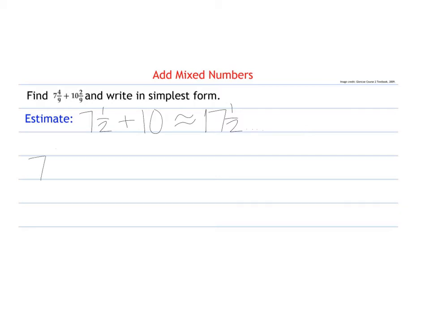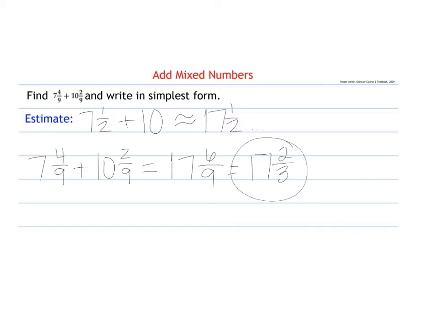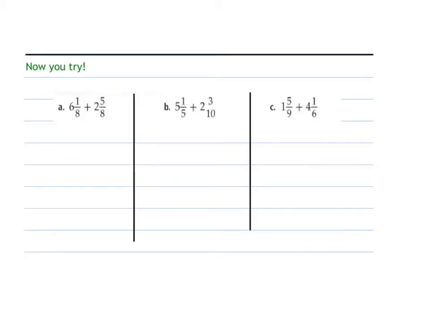So 7 and 4/9 plus 10 and 2/9. We add the whole numbers together, which is 17. We add our numerators, which is 6. Keep the denominator the same, and then simplify. I know 6 and 9 can both be divided by 3, so then we have 17 and 2/3, which, yes, is pretty close to 17 and 1/2. You try a couple on your own.